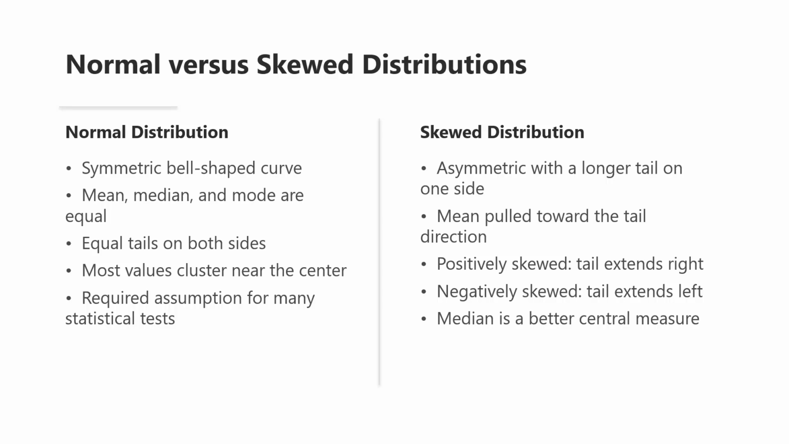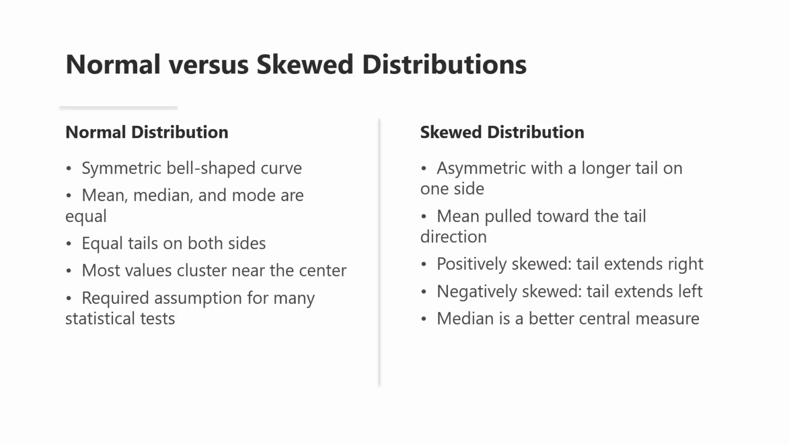A normal distribution, also called a bell curve or Gaussian distribution, is symmetric. It has a bell shape where most values cluster around the center and fewer values appear at the extremes. In a perfectly normal distribution, the mean, median, and mode are all equal and located at the center of the curve. Many statistical tests assume that data are normally distributed, so checking this assumption is an important step in data analysis. A skewed distribution is asymmetric, with a longer tail extending to one side.